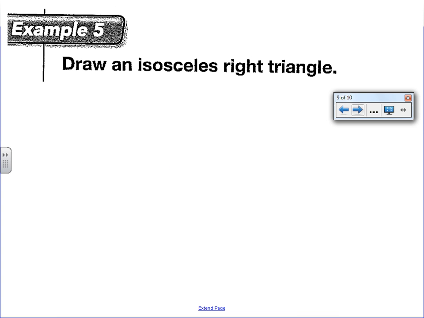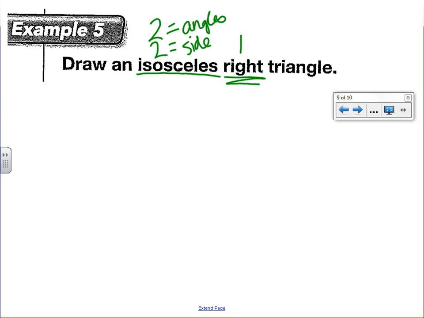Example 5 wants us to draw an isosceles right triangle. Remember, for it to be an isosceles triangle, it has to have at least 2 equal angles and 2 equal sides. And for it to be a right triangle, it has to have a right angle. So an example would be, here's my right angle. My 2 sides that are the same are this side and this side. Okay, it's not perfect because I'm not a great artist here. But there's you an example.